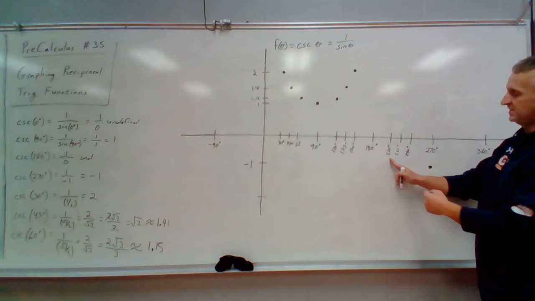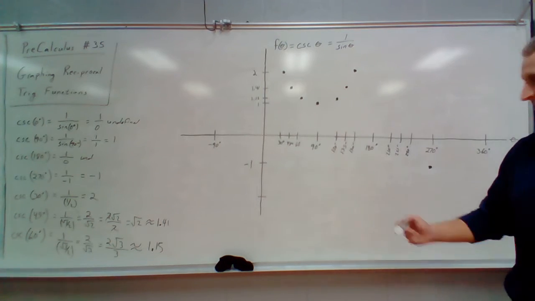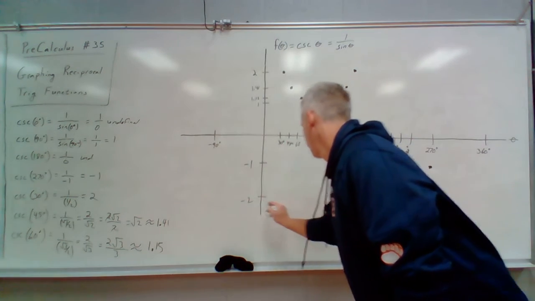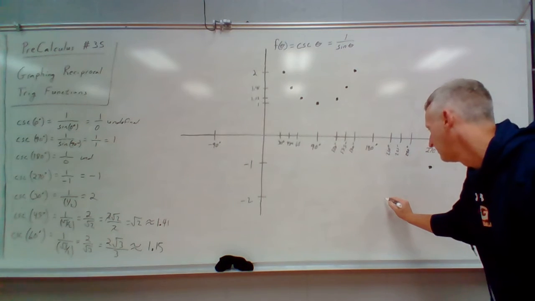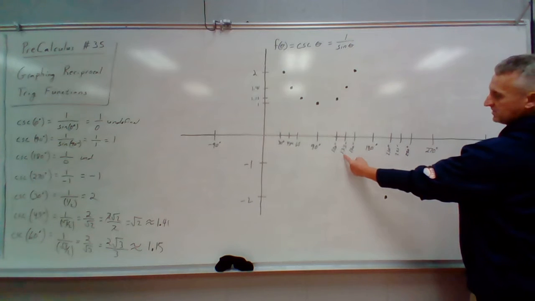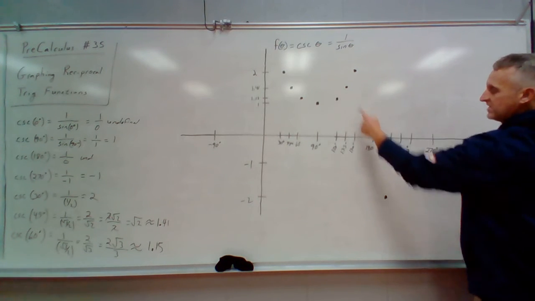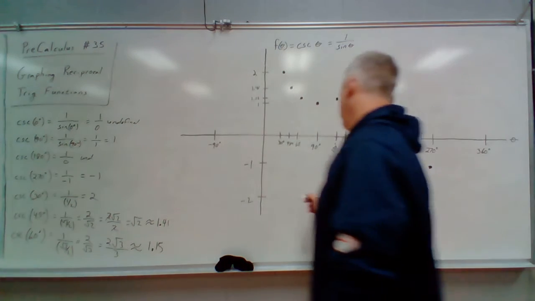210 matches up with 150, except it's negative. So my answer should be negative 2 here. 225 matches up with 135, except it's negative, so it would be negative 1.41.